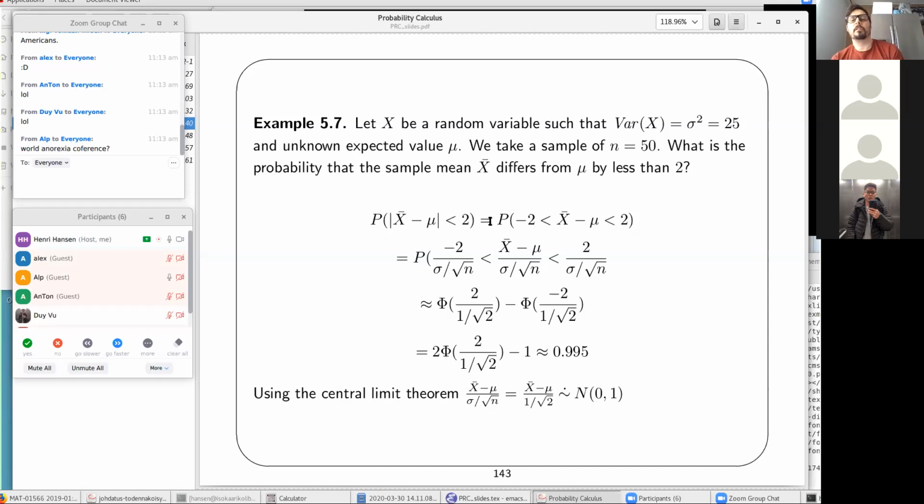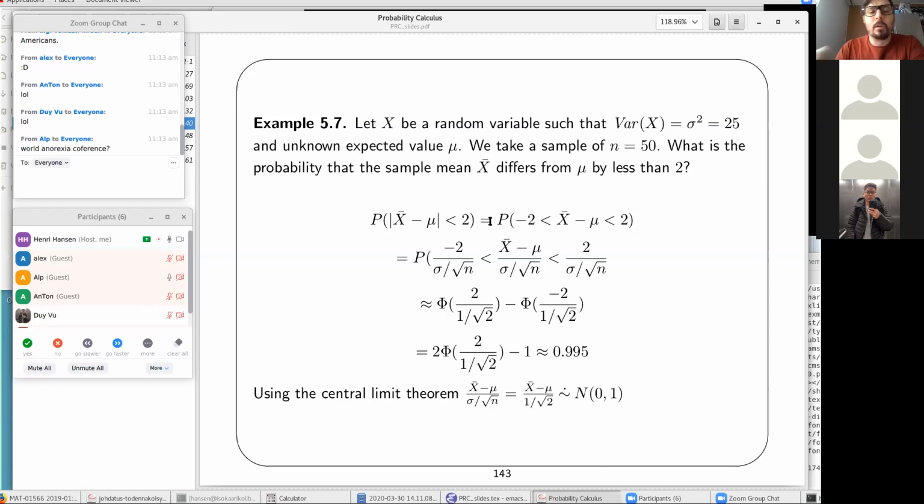So we take n equal 50, and let's assume that this is a large enough sample. What is the probability that the sample mean differs from this mu by less than 2? So look, we get some sample mean, and we are looking for our confidence that the sample mean is pretty close to the expected value. And if we know the variance, we can do it like this.